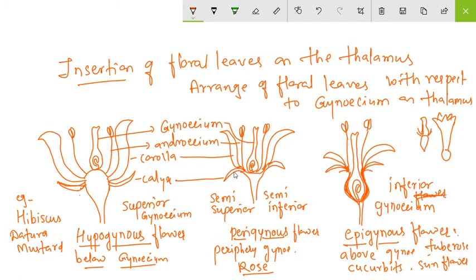When there is a disc shaped thalamus, so all the floral leaves along with the gynoecium they are at the same level, so that is semi superior or semi inferior, and that is known as the perigynous flower. And when the gynoecium it is at the lowermost position and all of the floral leaves are present at the upper position or above the gynoecium. Okay, so that is known as the epigynous flower. So such type of oris they are the inferior oris or inferior gynoecium.